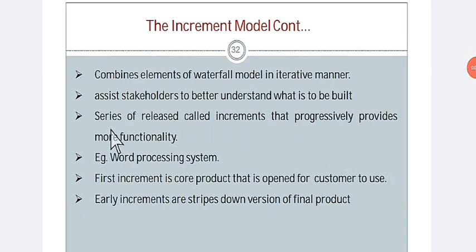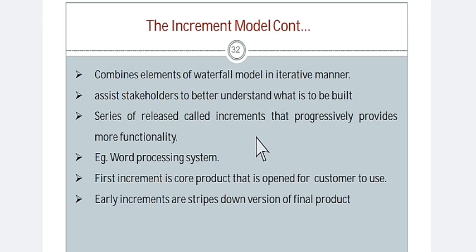The next point is a series of releases called increments that progressively provide more functionality. So each increment consists of more functionality than the previous increments. Likewise, suppose we get new updates of any software, the new update will consist of some more functionality than the previous one. Same here, each increment we can also refer to as an update of that particular software, or a series of releases. That is also called a series of releases or increments that progressively provide more functionality.